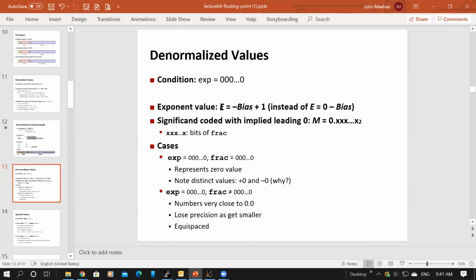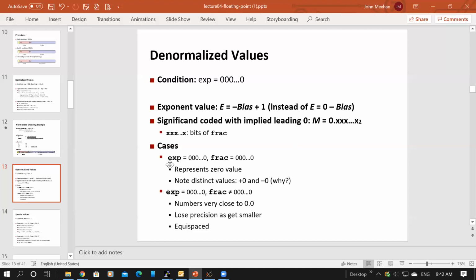So the E value for every denormalized form in single precision is always minus 126, right? We'll see why that is in a second, or maybe tomorrow, Monday. The significand is coded with the implied leading zero. So we don't have the implied one like you had in the normalized forms. It's a leading zero now.